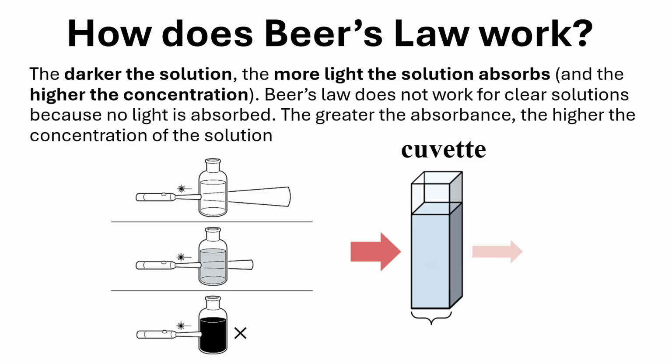There is a point where you can make it so concentrated that the light can't pass through, and then the spectrophotometer wouldn't work. So the darker the solution, the more light the solution absorbs, and therefore the higher the concentration that solution has dissolved in it. Beer's law doesn't work for clear solutions like we mentioned because none of the light gets absorbed. And the greater the absorbance, the higher the concentration.